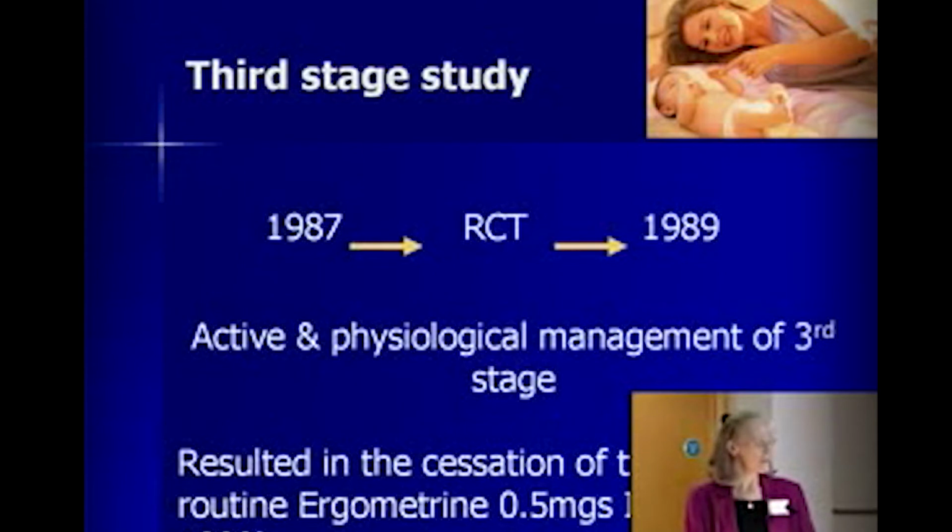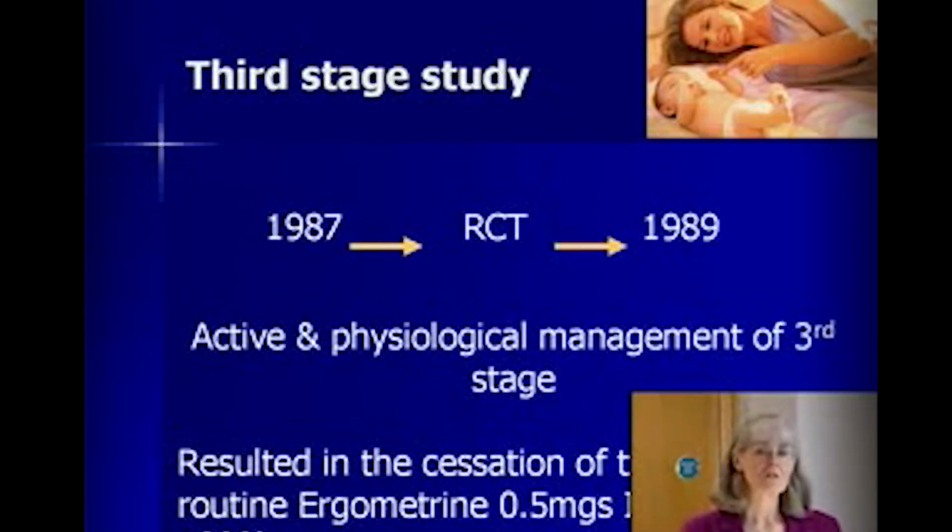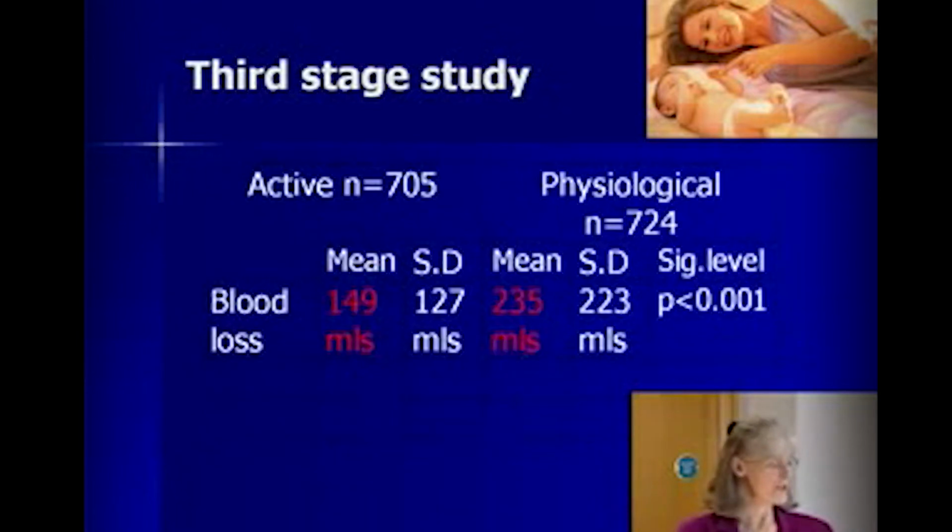Another example of that from the third stage study, which was an RCT comparing active and physiological management of the third stage of labour. I'm just going to show you two of the results from that. In the active group that had IV ergometrine, the mean blood loss was 149 mLs, and in the physiological, the mean blood loss was 223 mLs. Now that's, what, 85 mLs difference. That's statistically significant, okay, quite highly significant.